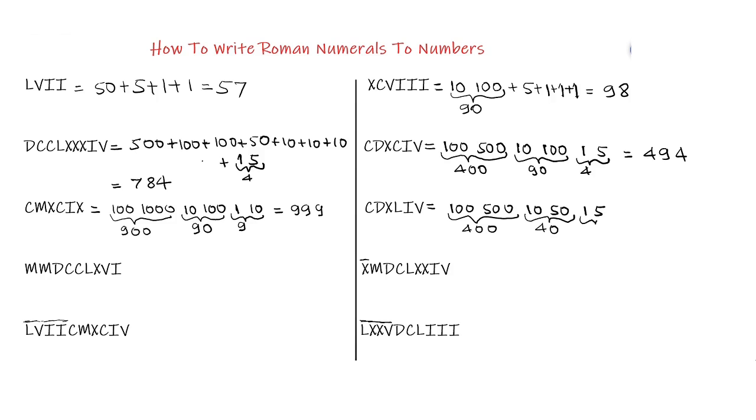Now I is 1, which is prior to V. That is I is on the left of V. So 1 is to be subtracted from 5, that is 4. So our sum is 400 plus 40 plus 4 is 444. That is CDXLIV equal to 444.